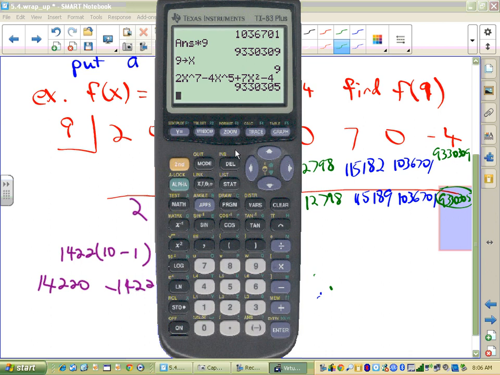The question is, how do I take 9 and store it in my calculator as x? On the TI calculator, the store button is right above on. So you put the number in, and then you press the store button.